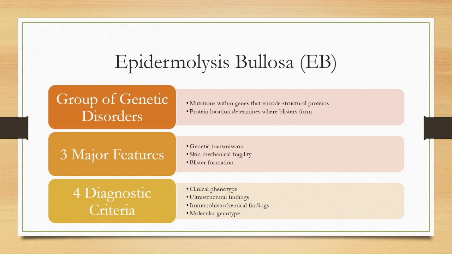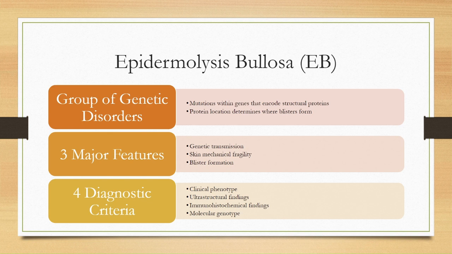So ultimately, in a very, very broad sense, epidermolysis bullosa has mutations within genes that encode structural proteins in the skin. And these proteins, based on where the mutation is and where the protein location is, determine where the blister forms, typically. And that can give you some clues, especially with some of the features that it presents with. Ultimately, you got to know the genetic transmission, the type of skin manifestations that show, and where the blister forms.